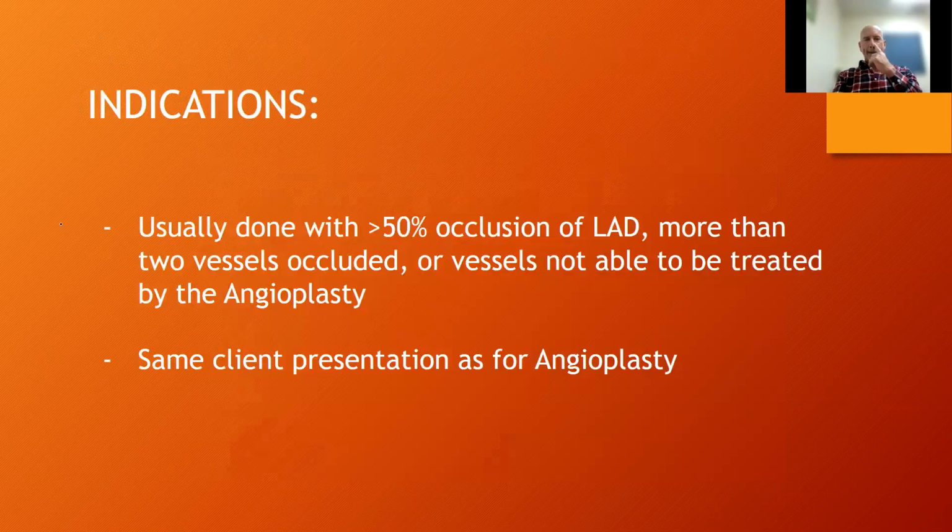When are those done? Usually, if there's more than 50% occlusion of the left anterior descending, what does LAD stand for again? Oh man, my brain is not working today. Anyway, this is the main left artery of the heart. More than 50% occlusion, or more than 2 vessels are occluded. They may go ahead and refer them out of the cath lab and over to get a CABG. It's up to the doctor. Once they take a look at it, they go, nope, I can't angioplasty that particular vessel. They're going to have to go to surgery.